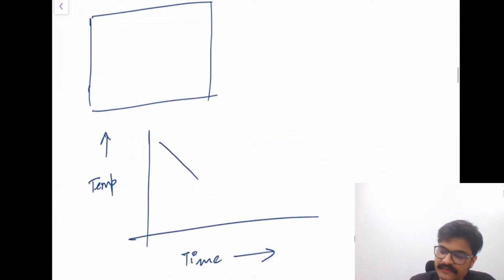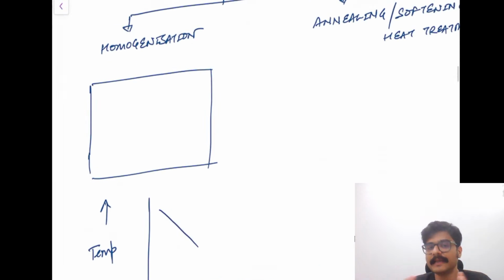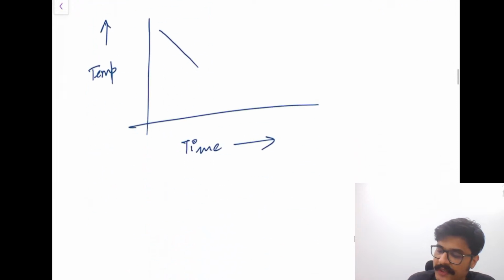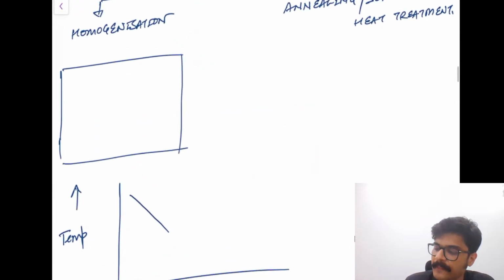Now, if this happens very rapidly, what happens is that you don't have a uniform, homogeneous structure in the alloy that is formed. When you talk of an alloy which is being converted from the liquid state to the solid state, this classically happens in which you get a dendritic microstructure.